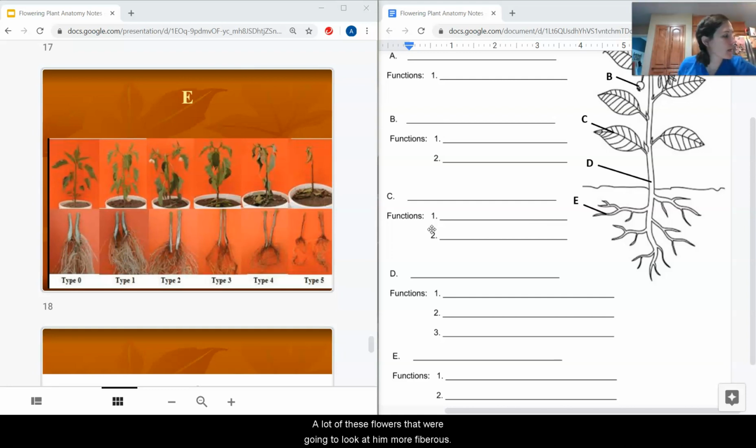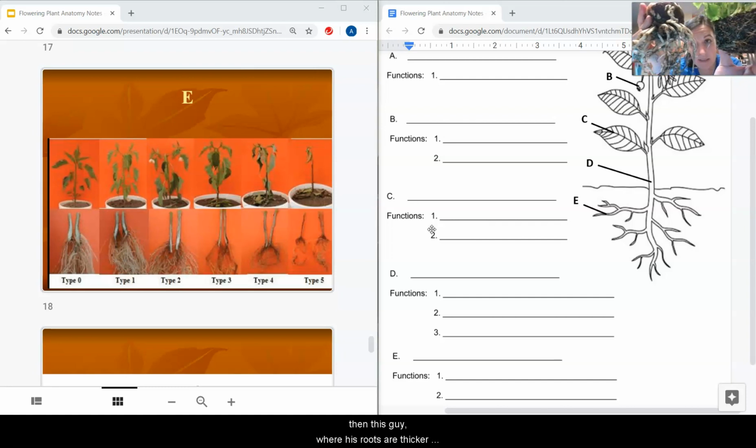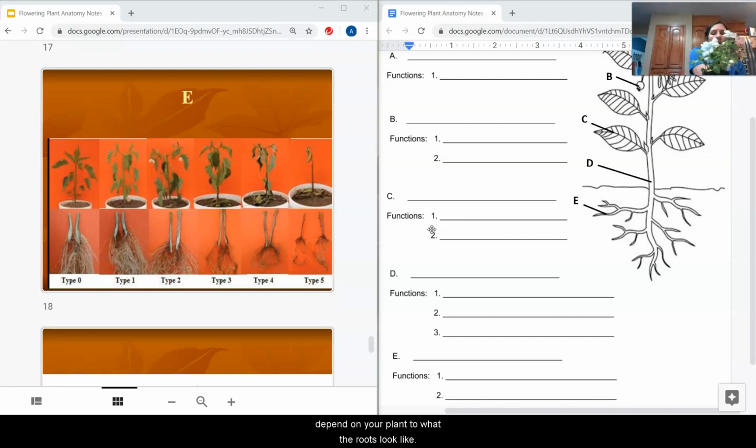So if I take this part out, you can see all of the roots in there. See all the little roots, and they're very thin, very fibrous roots. So a lot different than this guy, where his roots are thicker and this one's a little bit thinner. So it's going to depend on your plant what the roots look like.